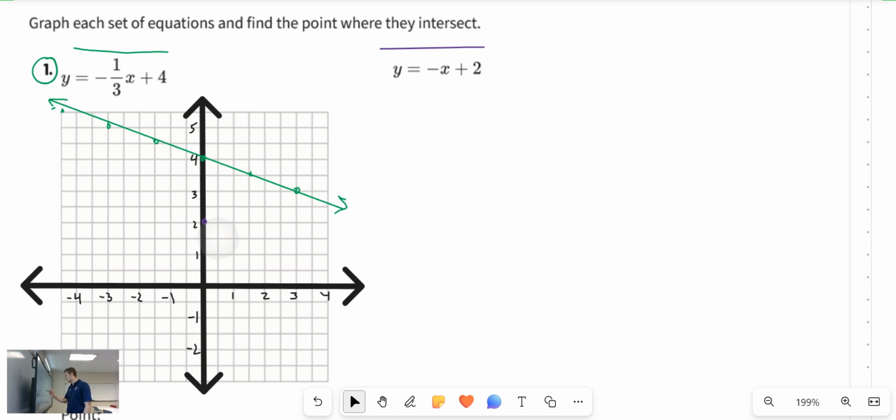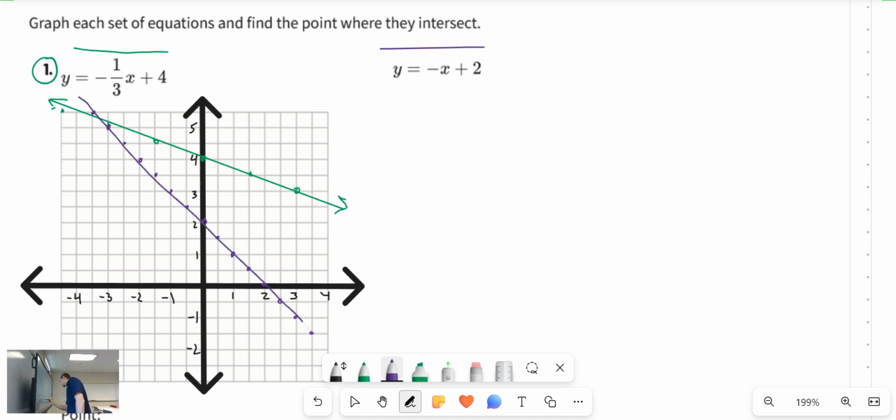So that would mean we would go over 1, down 1. Oh, we got to be drawing in purple. Over 1, down 1, over 1, down 1, right, and so on. So these are our points, but it doesn't seem like any of those are actually approaching the green line. So let's go the other way, right? If we go the other way, it looks like, aha, we do intersect, but let's finish drawing this line first. There we go.